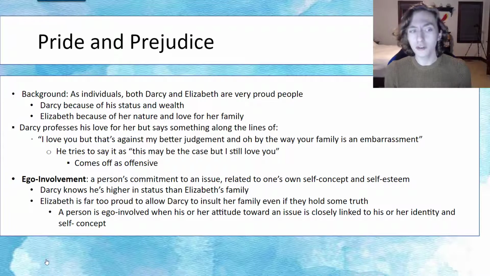Now in this proposal, Darcy of course professes his love for Elizabeth, but also says something along the lines of, "I love you, but that's against my better judgment, and oh, by the way, your family is an embarrassment to society." Now he tries to say it as kind of, this may be the case, but I love you anyway, but this comes off offensive, and that brings us to ego involvement, which is a person's commitment to an issue related to one's own self-concept and self-esteem.